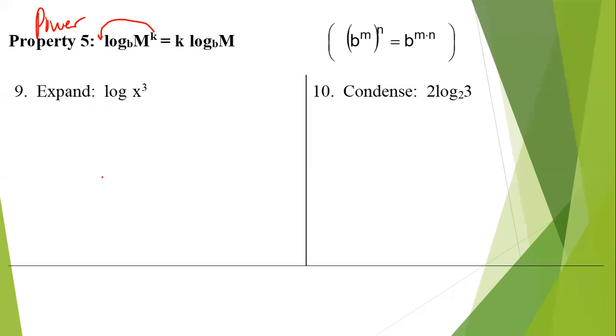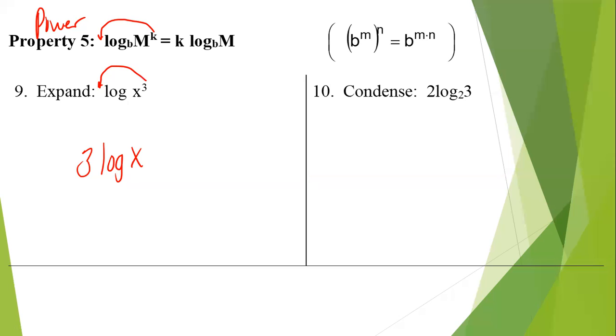If you're trying to separate. So for example, on example 9, we have log of X to the 3rd. I want to separate my variable and my number, right? So that means I can take my power and turn it into a coefficient. So it becomes 3 log X. This will be useful when solving because now this allows me to move and isolate my variable.